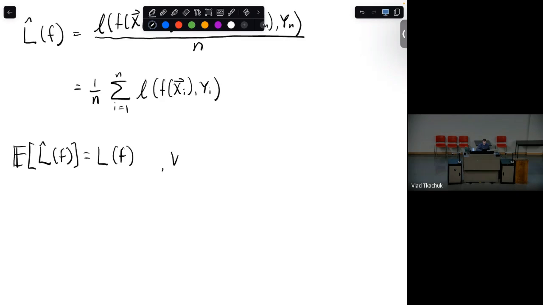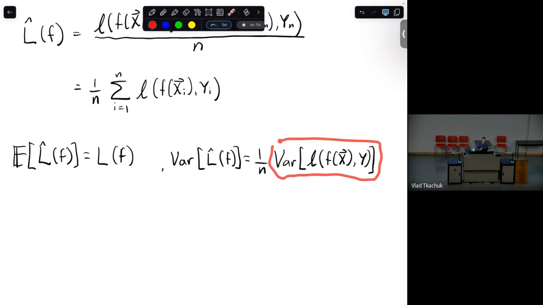Here's another thing, the variance. We can do the variance as before. What is the variance? Well, just like before, it's just 1 over n. So as n increases, the variance goes down. And it's multiplied by what? The variance of the original random variable. What's the original random variable? That is L of f of x and y. Before we saw that this was just the variance of x in the coin flip example. Now it's the variance of the corresponding random variable, which is the loss.